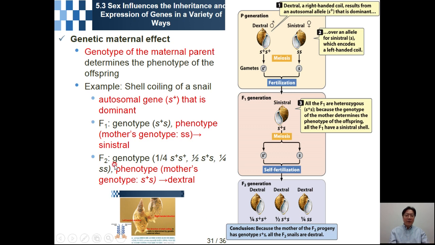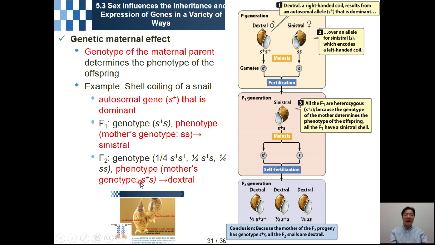How about in the F2 generation? They did self-fertilization. So the male sperm has S plus and S, and the egg also has S plus and S. We can do the Punnett square, and after fertilization, the genotype will be 1 out of 4 S plus S plus, 2 out of 4 S plus S, and 1 out of 4 small ss. This is the genotype. However, the phenotype is determined by the mother's genotype.